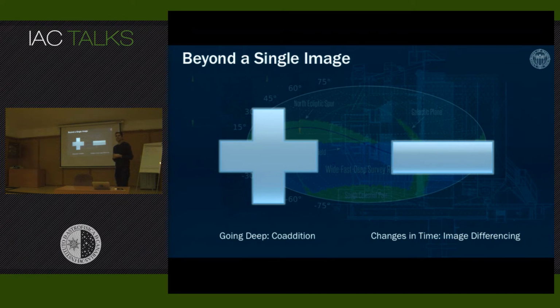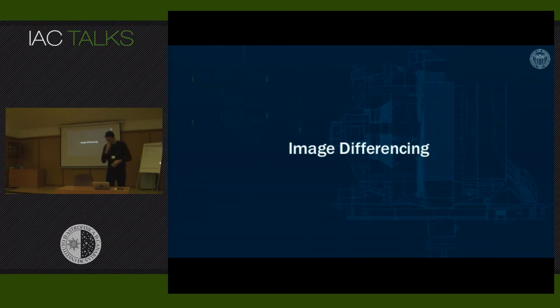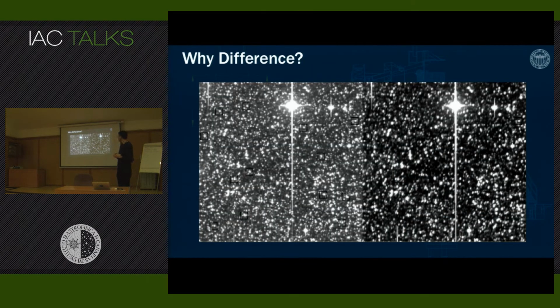Or you can try to see what's changed. You can take two images of the sky and subtract them and see what's different between the two images. So I'll go quickly through both of these, and let me start with image differencing. So image differencing is subtracting. Why do we want to do that?